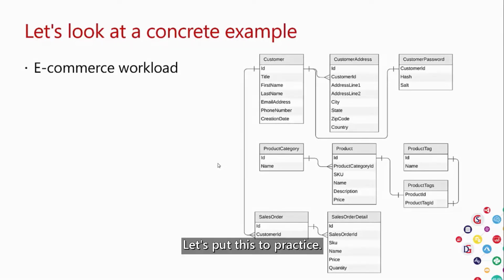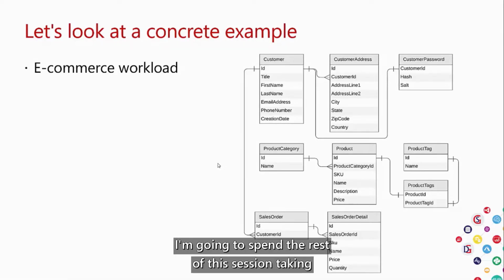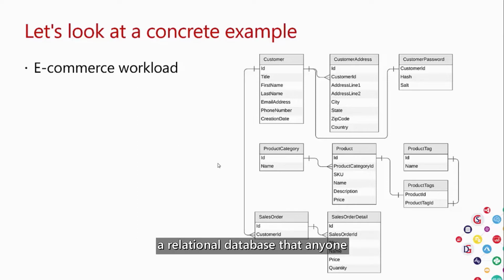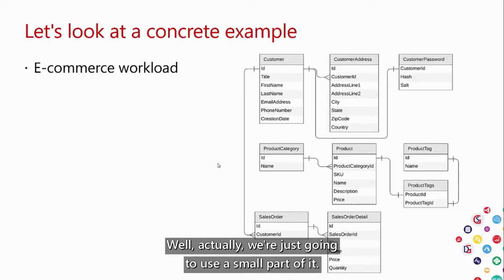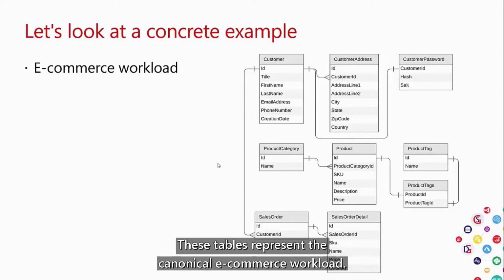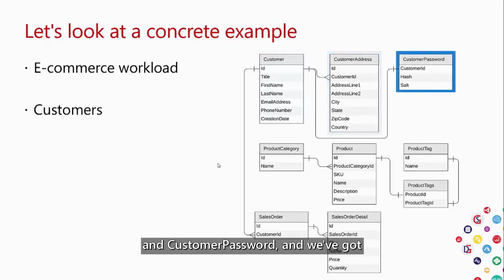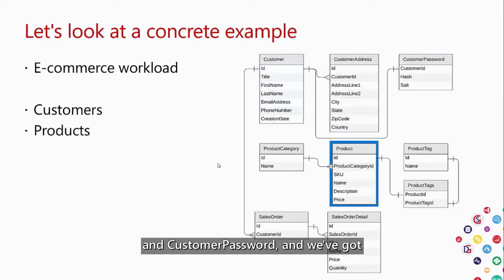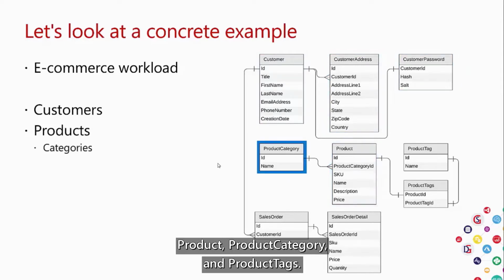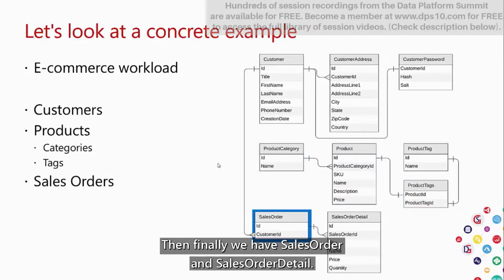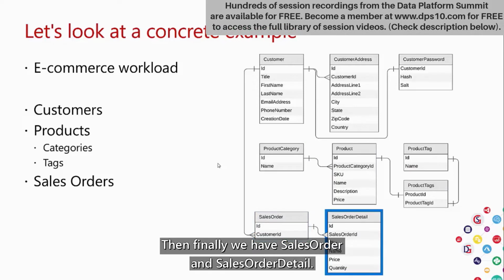Okay, so let's put this to practice. I'm going to spend the rest of this session taking a relational database that anyone who's used SQL Server should know, the AdventureWorks 2017 database. Well, actually, we're just going to use a small part of it. These tables represent the canonical e-commerce workload. We've got customer, customer address, and customer password. And we've got product, product category, and product tags. And then finally, we have sales order and sales order detail.